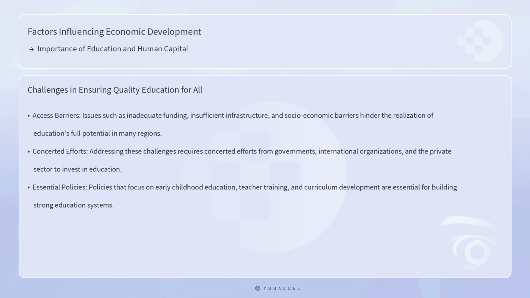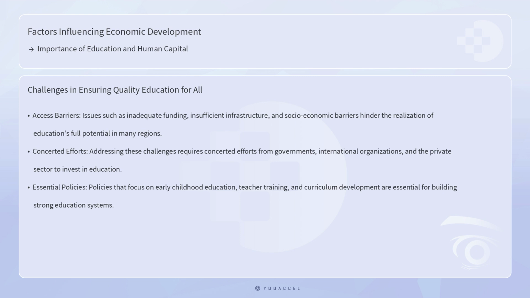Despite the clear benefits of education for economic development, challenges remain in ensuring that all individuals have access to quality education. Issues such as inadequate funding, insufficient infrastructure, and socioeconomic barriers hinder the realization of education's full potential in many regions. Addressing these challenges requires concerted efforts from governments, international organizations, and the private sector to invest in education and create enabling environments for learning.